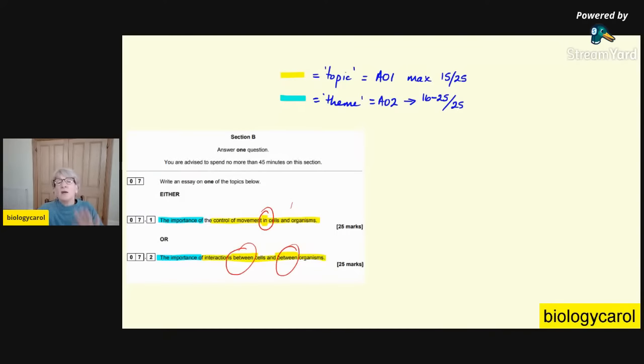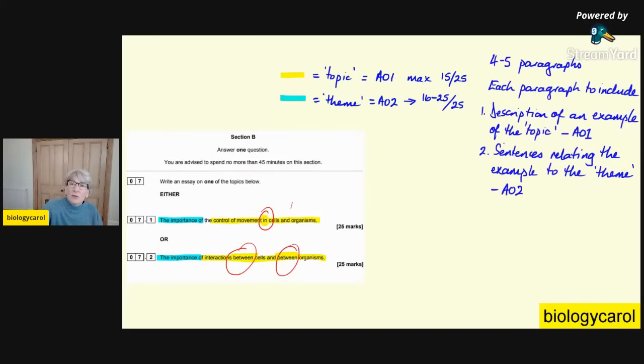Because you're basically wanting to write 4 or 5 paragraphs to answer this essay. So 4 or 5 paragraphs, each paragraph to include, number 1, a description of an example of the topic. So each paragraph has a description of the example of the topic. AO1 marks. What you need to then include in that paragraph, and you can absolutely tag it on at the end of your AO1 description, is then talk about the importance. Let me say that again.